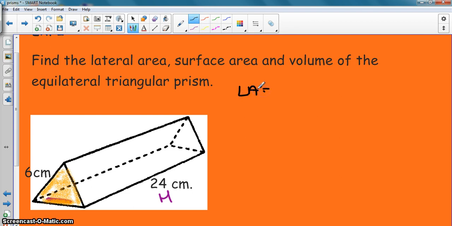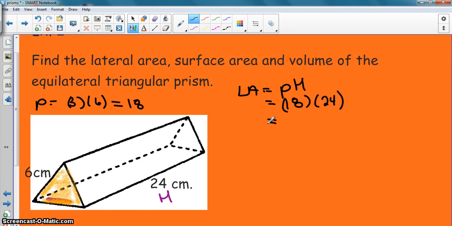Remember, the formula for the lateral area was the perimeter of the base times the height of the prism. Our perimeter is the distance around this triangular base. Each length is 6, so basically I have 3 times 6, which is 18. So the perimeter of my base is 18. So that's the number that goes in the first P. The height of the prism we already identified as 24. So I have 18 times 24, which is 432 square centimeters for a lateral area.